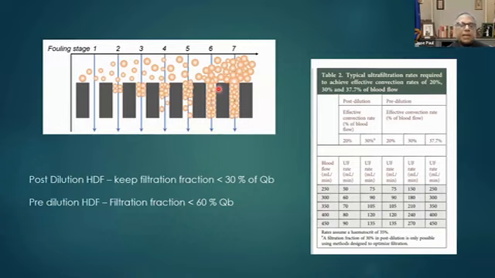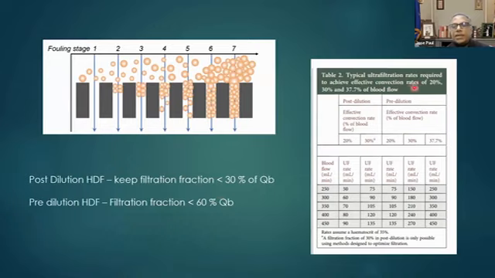So in general, the thumb rule is that in post-dilution hemodiafiltration, you have to keep the filtration fraction less than 30% of the blood flow rate. So if the blood flow rate is 300, then 300 into 30 by 100 will be around 90. So 90 should be the filtration fraction. This is how you calculate the filtration fraction in post-dilution.